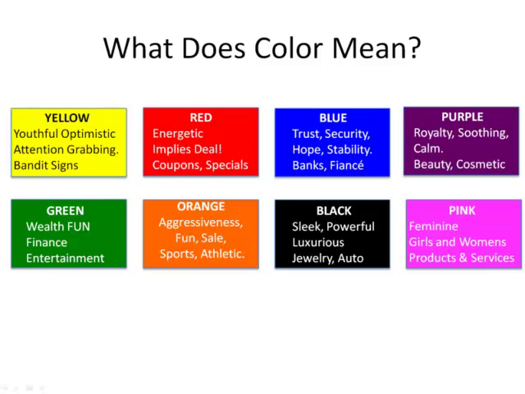Green, a lot of times, is wealth, fun, finance. Generally they say the darker green, forest green, and things like that is more on the wealth side, and the lighter greens are more on the fun and entertainment side. Orange: aggressive, fun, sales, sports, athletics. Think about orange. I can't even tell you why. All I see is the Nike, but when I see orange, do you see athletic gear? Do you see sports? I can't even think of why, but I think of sports equipment or sports logos.